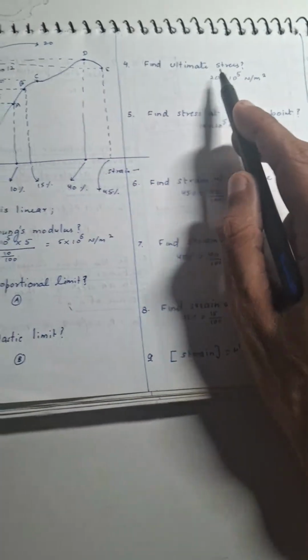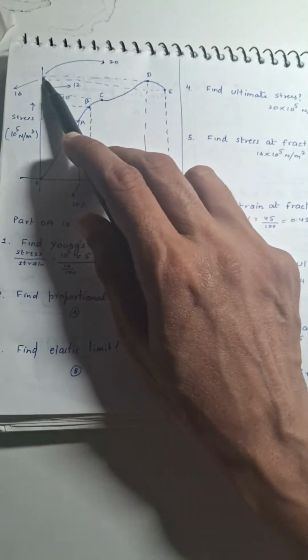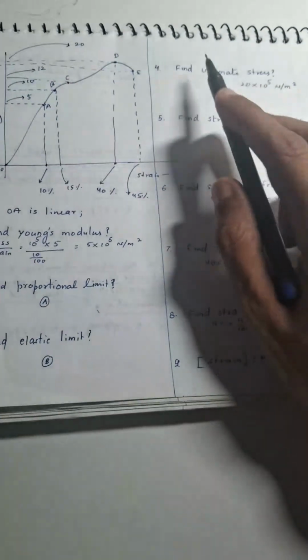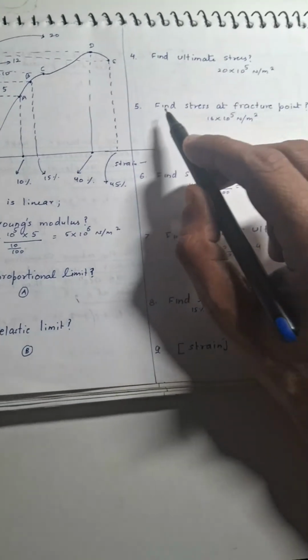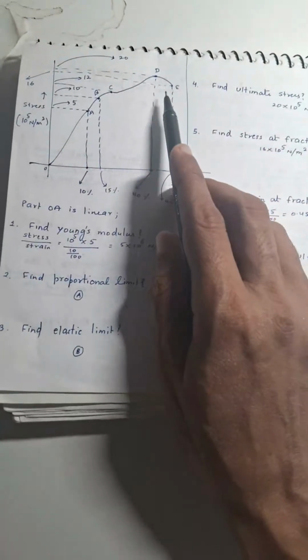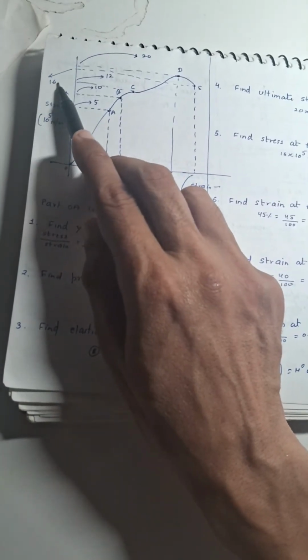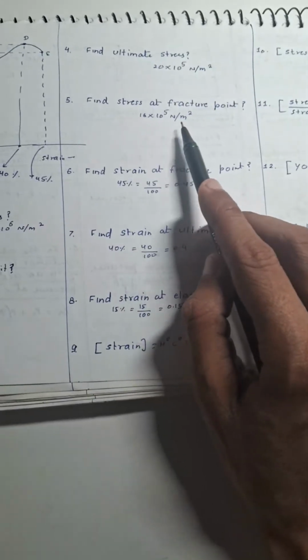Then ultimate stress. So ultimate stress corresponds to the maximum stress, which is given by here. Here the coordinate is 20 and unit size is 10 to the power 5. So the value corresponding to ultimate stress will be 20 into 10 to the power 5. Then the stress at fracture point. So the fracture point is given by E. And we can see that the graph corresponding to this corresponds to a point having numerical value 16 and unit 10 to the power 5. So stress will be 16 into 10 to the power 5.